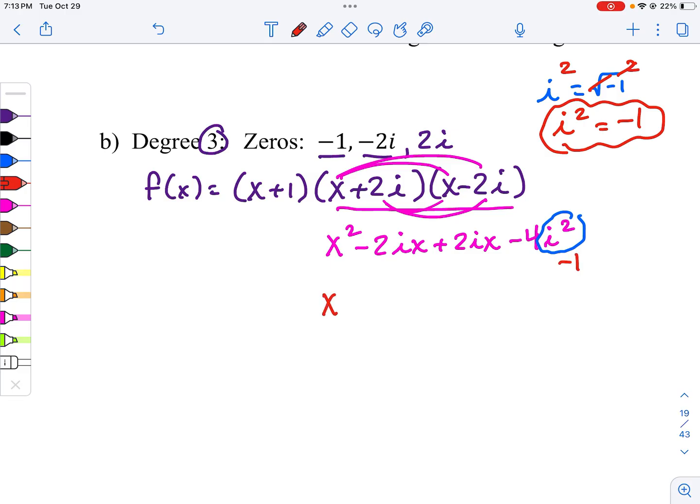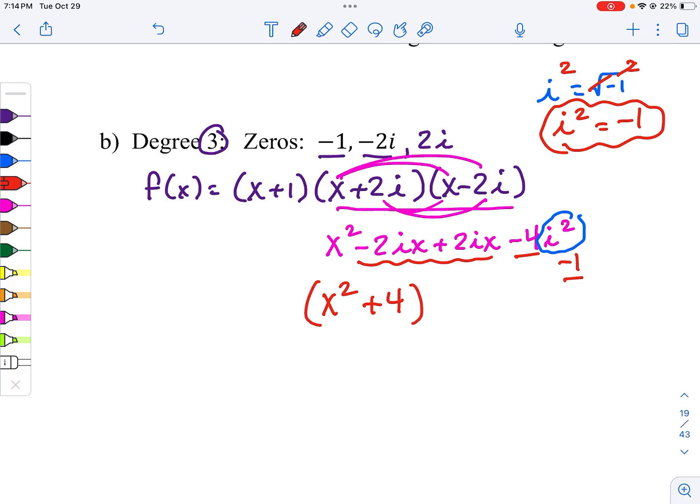All right, so I've got x squared. My 2ix and my negative 2ix cancel, right? Those add up to 0. And then I have a negative 4 times a negative 1, so that turns into x squared plus 4. If you think about solving that, if I were to set that equal to 0, I would move the 4 over. It would be x squared equals negative 4. And then if I square rooted both sides, I would get plus or minus 2i. So that should make sense that that's the polynomial we get when we multiply that out.